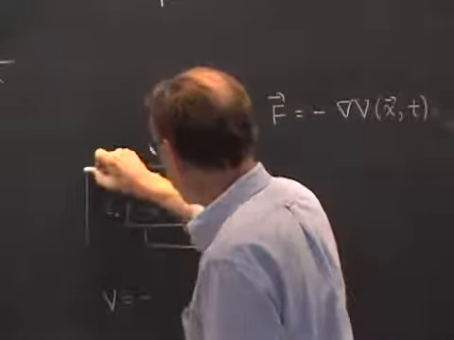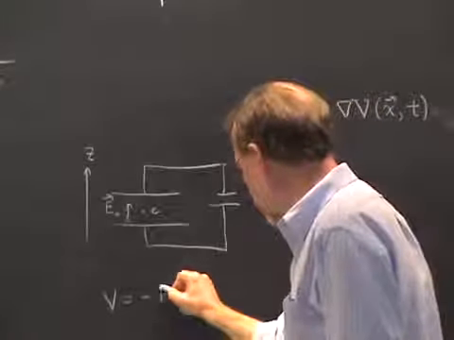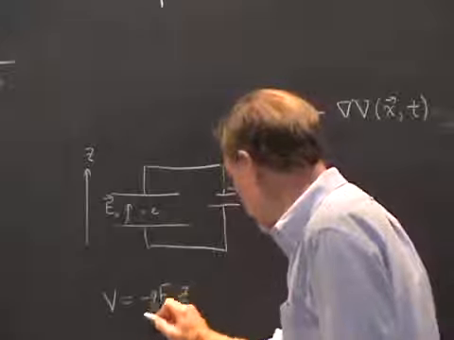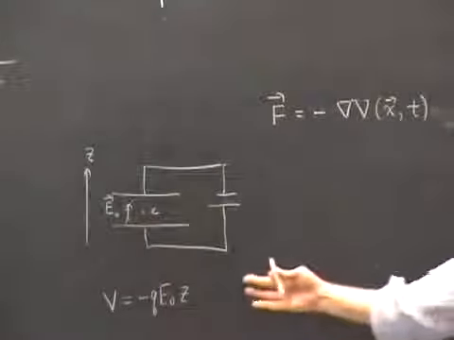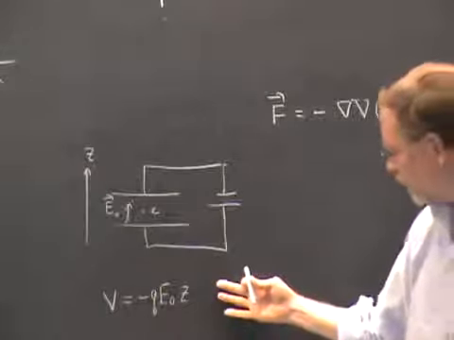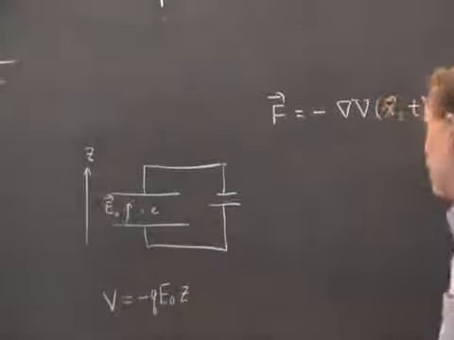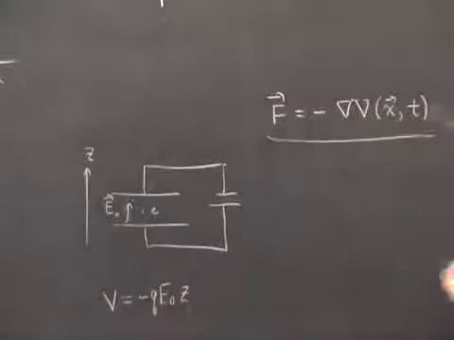Vertically, let's call the vertical direction Z, like this. And the potential is minus the magnitude of the electric field times Z times the charge of the particle, minus Q, like this. Okay? This is what you call a time-independent potential. The potential only depends on where you are, the Z coordinate, and not on the time. And this would give you the force according to this formula here.